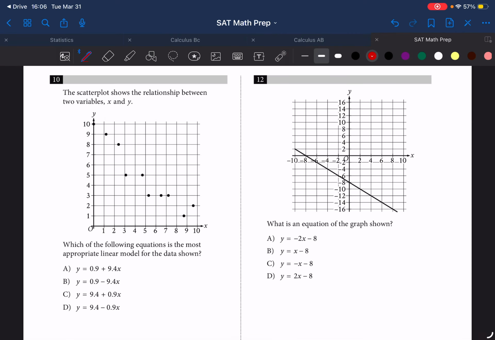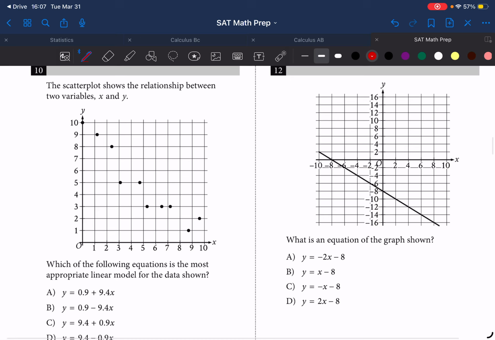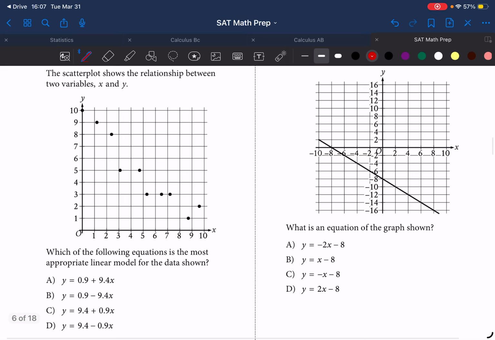Okay, we're going to look at some more examples for SAT math prep. So this example says the scatter plot shows the relationship between two variables x and y. Which of the following equations is the most appropriate linear model for the data shown?